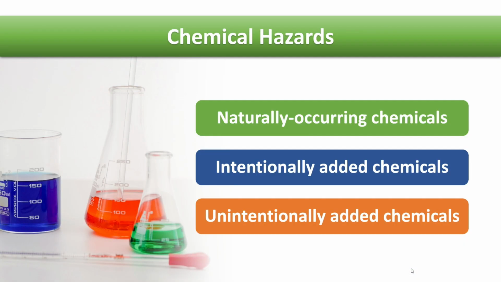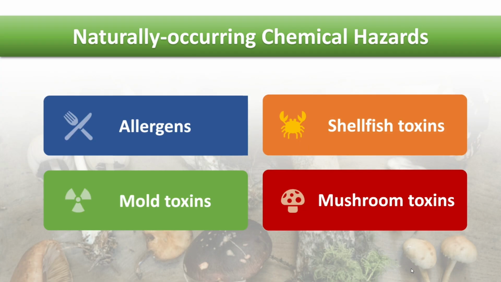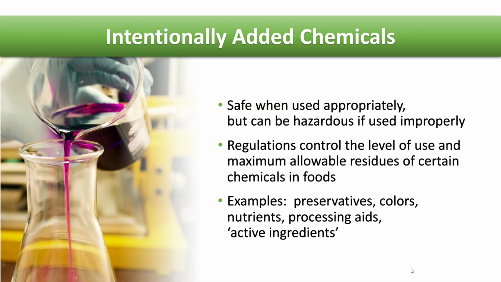Chemical hazards. There are three major chemical hazards we want to cover: naturally occurring chemicals, intentionally added chemicals, and unintentionally added chemicals. Some of the naturally occurring chemical hazards include allergens and shellfish toxins, mold toxins, and mushroom toxins. Intentionally added chemicals.